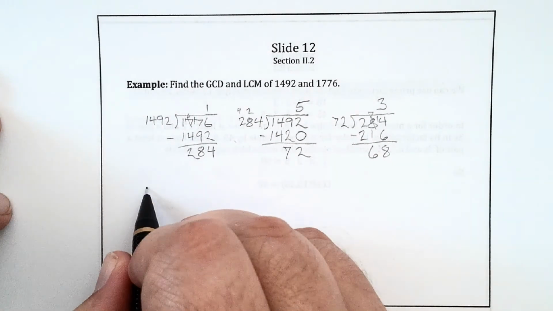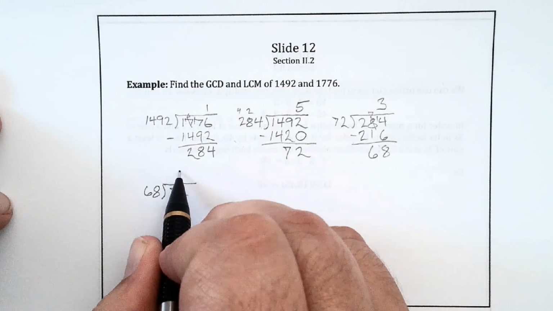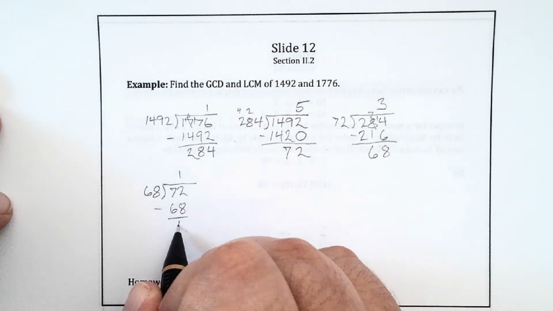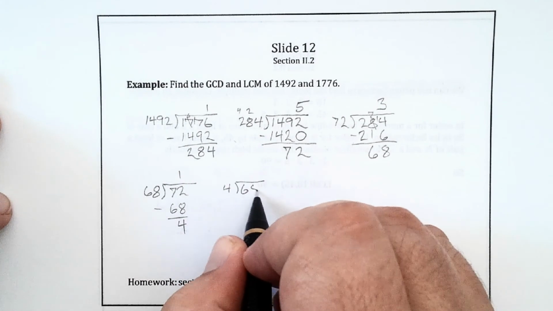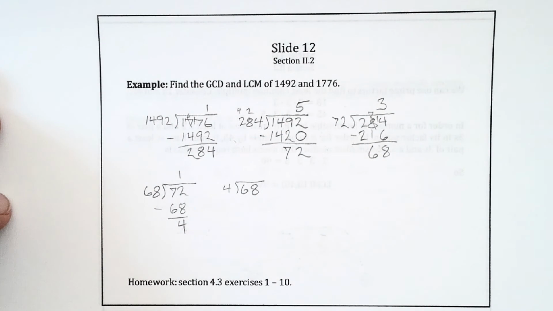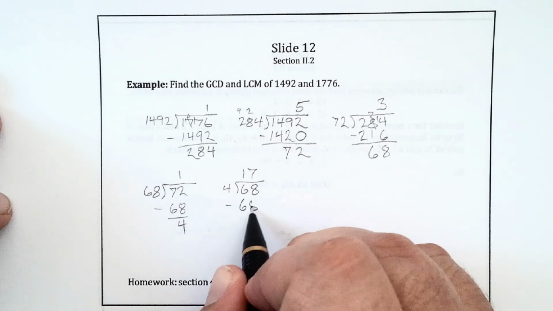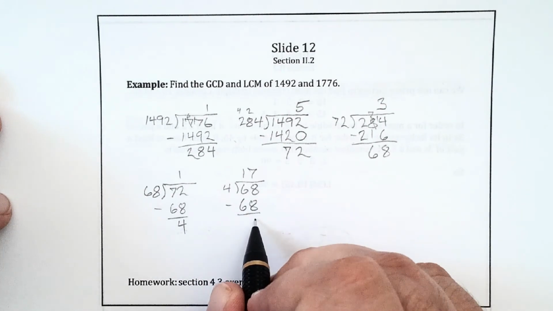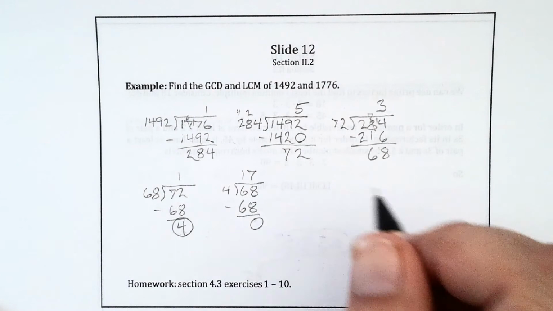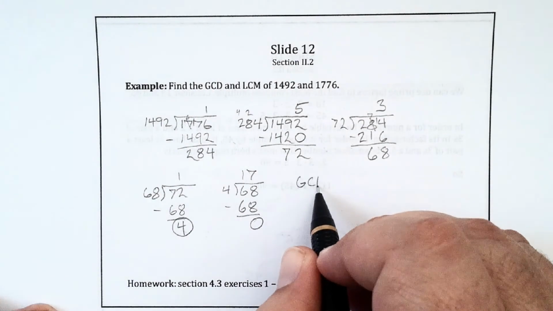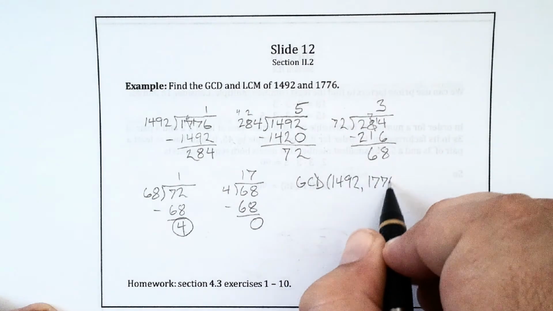Okay, then I have 68 into 72. Goes in there once. 4 left over. And then I divide 4 into 68. And that goes in there 17 times. We'll just do that all at once. And now there's 0 left over. So that means that 4 is the greatest common divisor. So the greatest common divisor of 1492 and 1776 is 4.